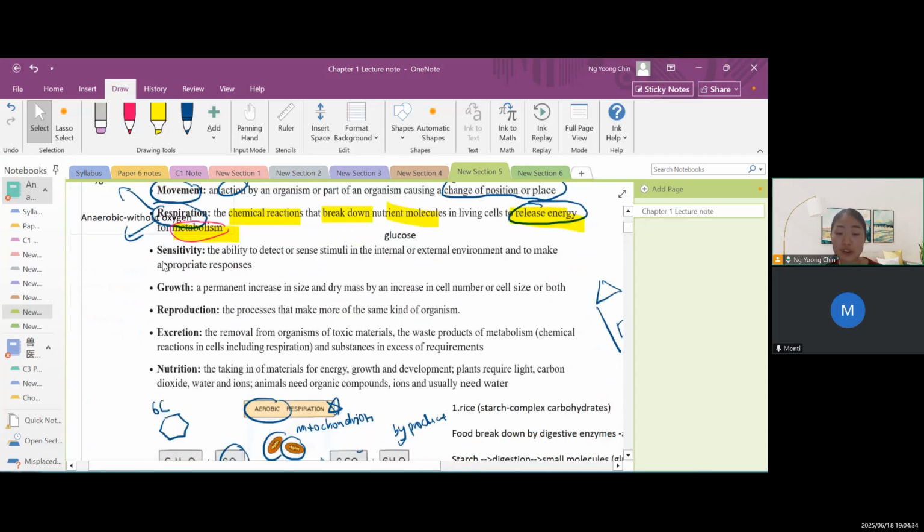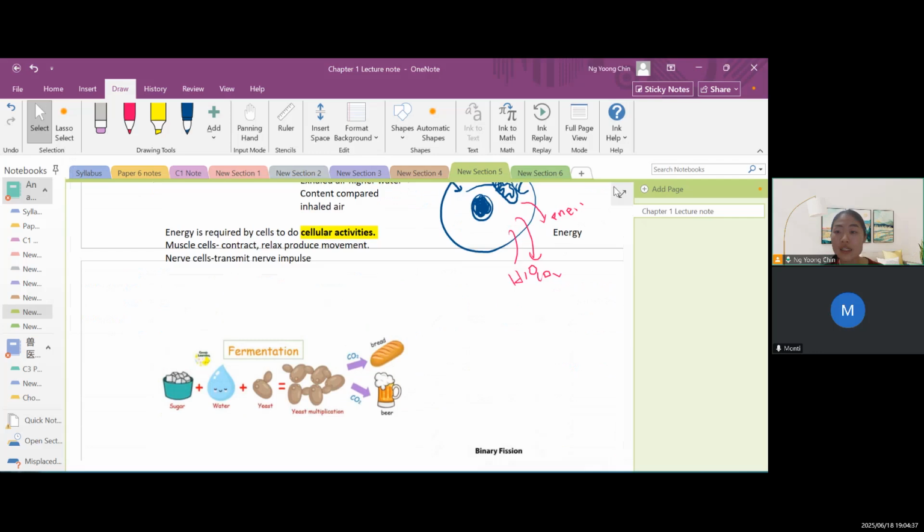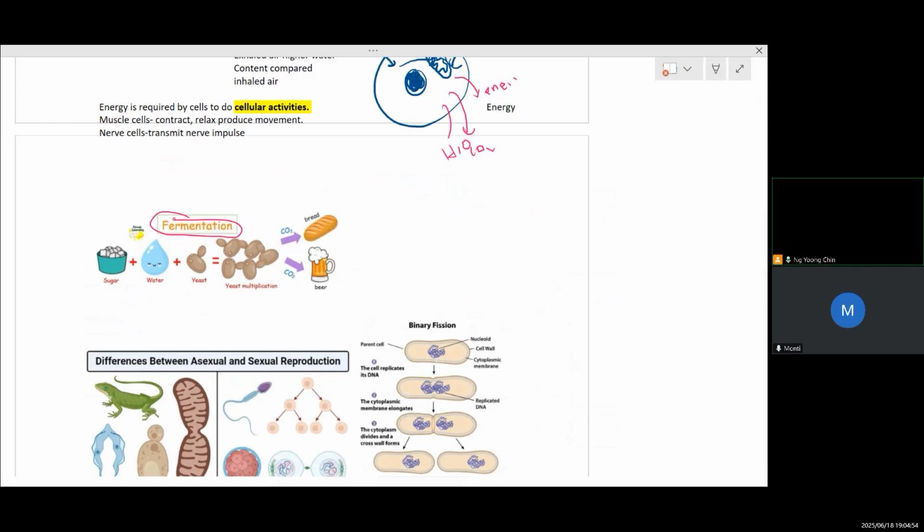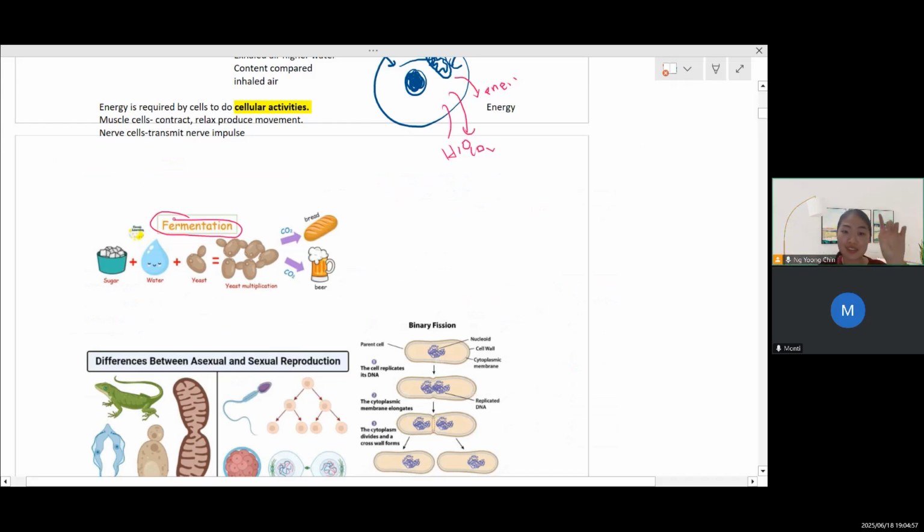So the anaerobic respiration is referred to this one. Have you heard of the fermentation process? Fermentation is being used to make bread, right? Do you like to eat bread? You can see that when you split the bread into two parts and have a look at the surfaces, they have a lot of small holes, right? Why? Because the bread is produced from fermentation. So fermentation is a kind of anaerobic respiration.